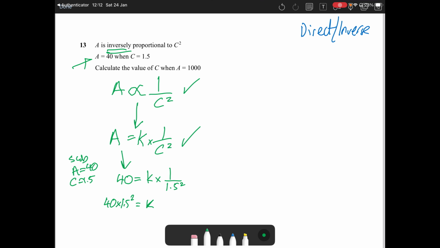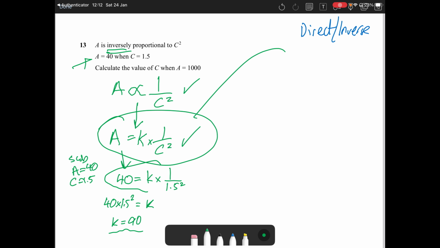And I don't think this is that hard. 90. So you know your value K. The good thing about this, the constant of proportionality never changes, ever, throughout the whole question. Doesn't matter what A is, doesn't matter what C is. Those two change, but K always is 90. So what we can do is update that. I'm going to rewrite the same equation, A equals, but instead of K, I'm going to write 90 times 1 over C squared.